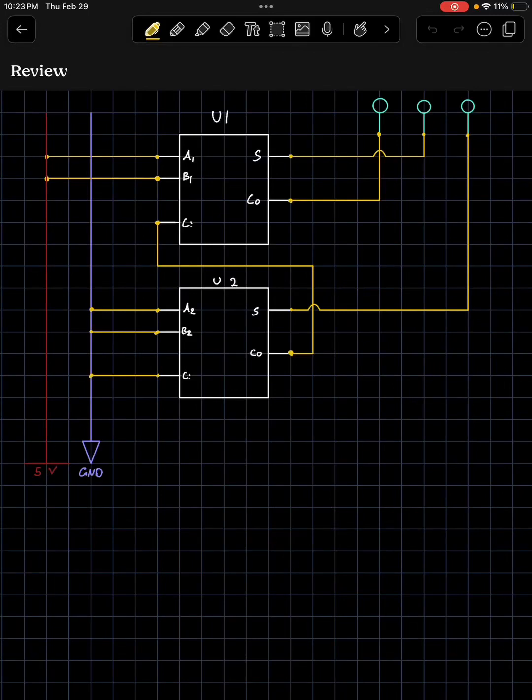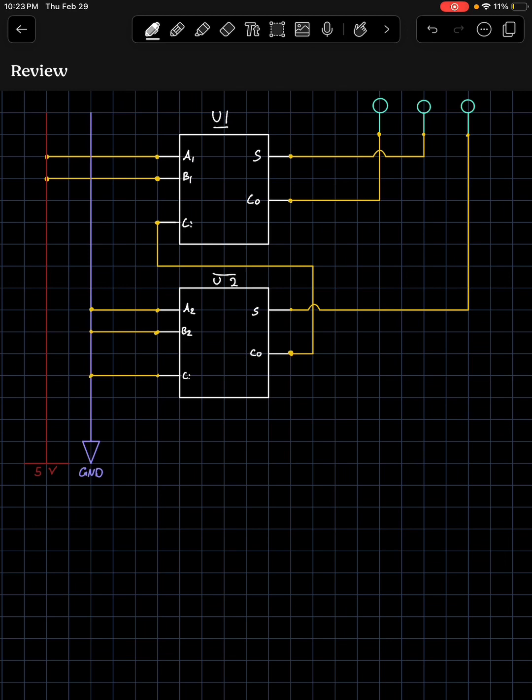Alright, so this is a tutorial on how to do the 2-bit adder. Here we have two chips, U1 and U2, here and here. The first thing you need to know is which one's the most significant bit and which one's the least significant bit.